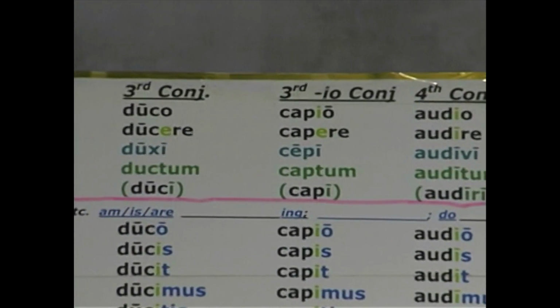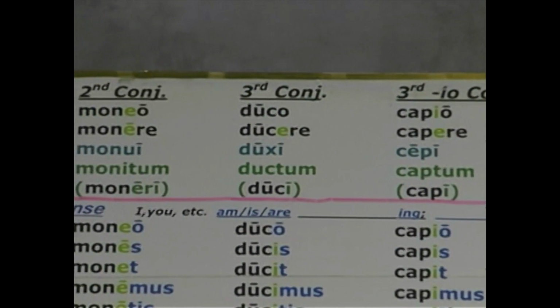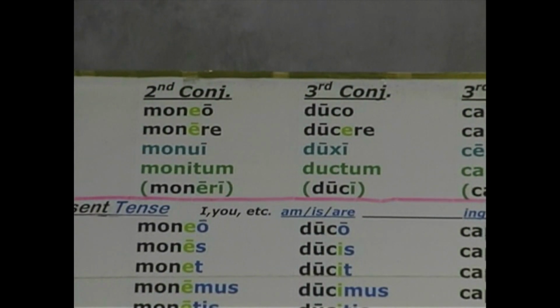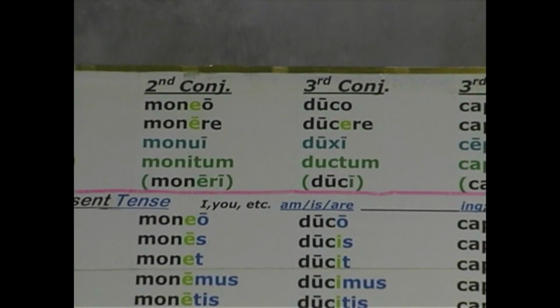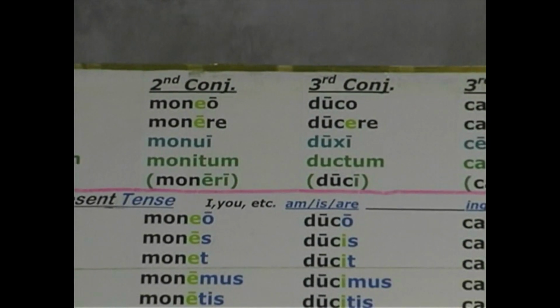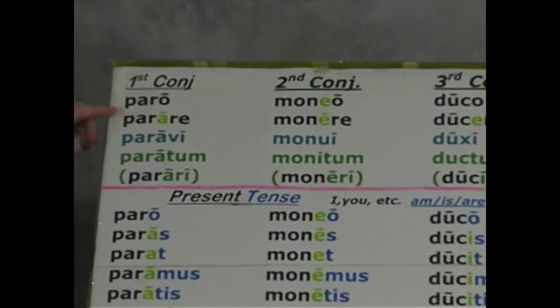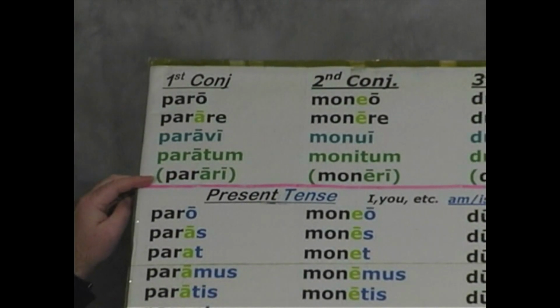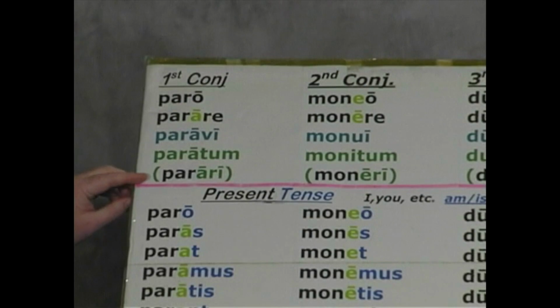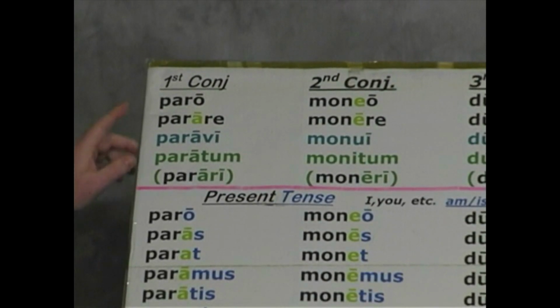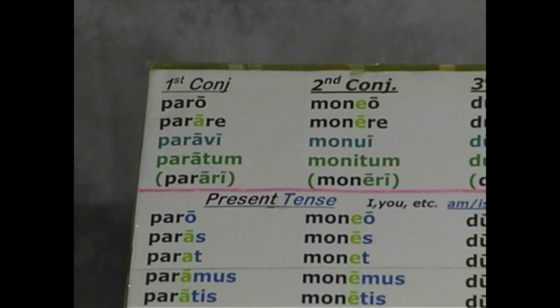The first step in mastering the Latin verb system is to memorize the four principal parts of the verb. The principal parts are given here according to these model verbs, and they are the first four to appear. 1, 2, 3, 4. In parentheses here we have the present passive infinitive. That is not one of the principal parts, but is simply there to show you what it looks like. Our model verb for the first conjugation is the verb parro. I prepare. Please repeat. Parro.